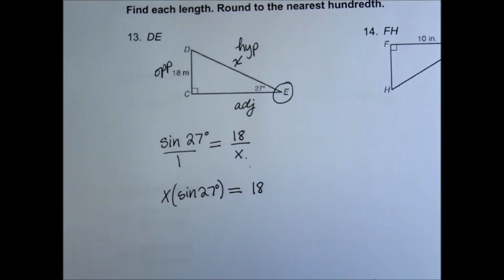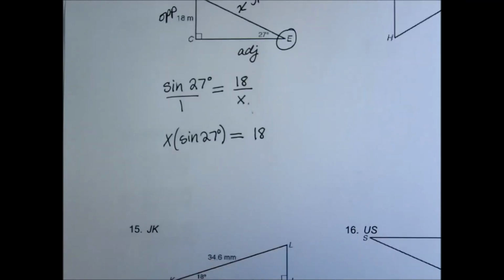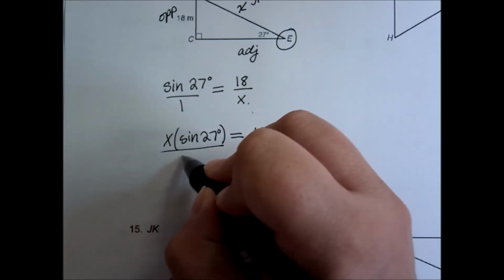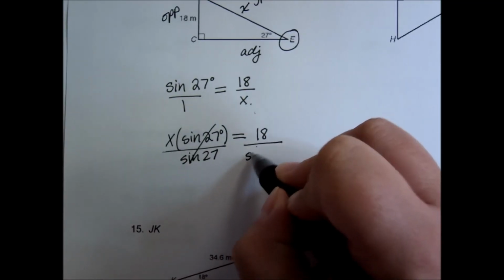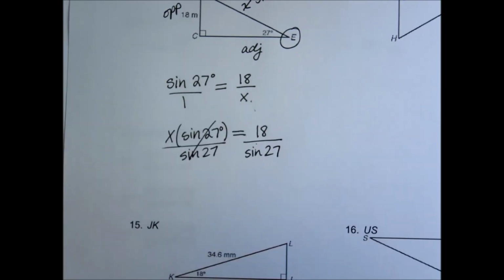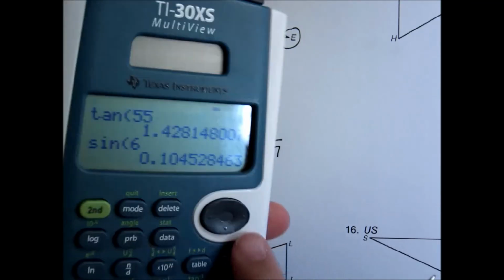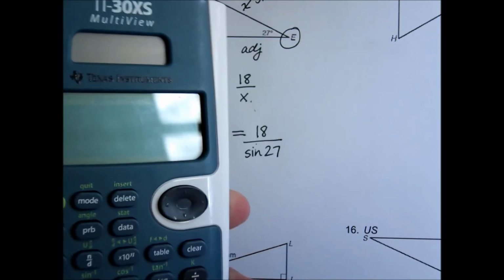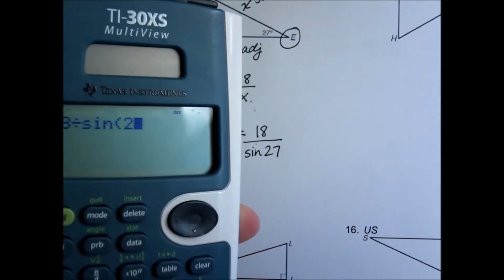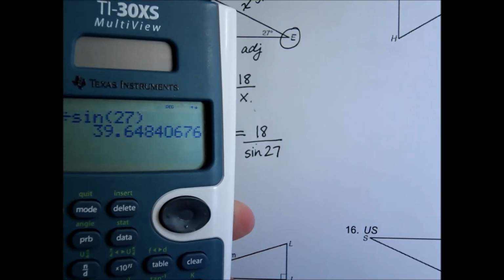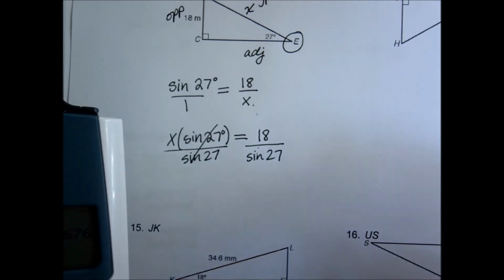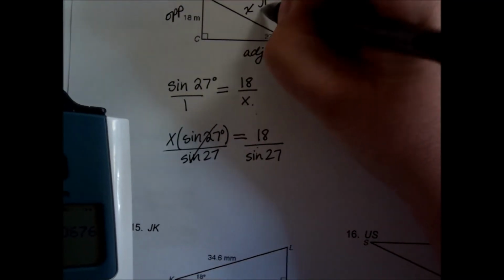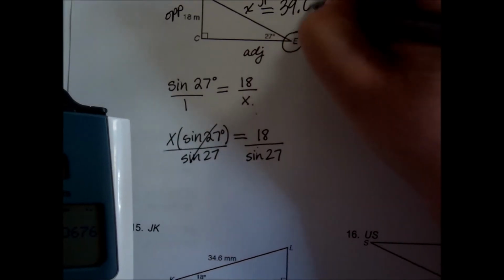Is x alone? No. Notice I have not touched my calculator yet. I will wait until I have solved this to get x alone before I touch my calculator. Now I'm going to put this in my calculator. When x is alone, that tells you what to type in the calculator. 18 divided by sine of 27. 39.65. Okay, so the length of DE is 39.65, and that's my answer.